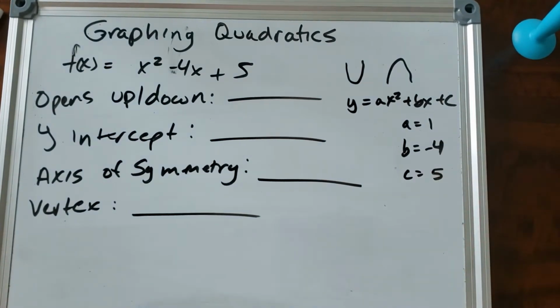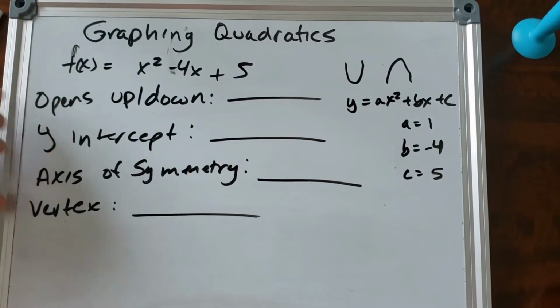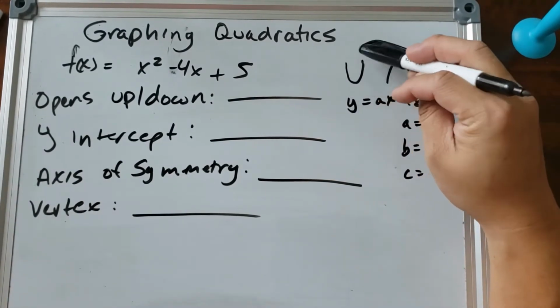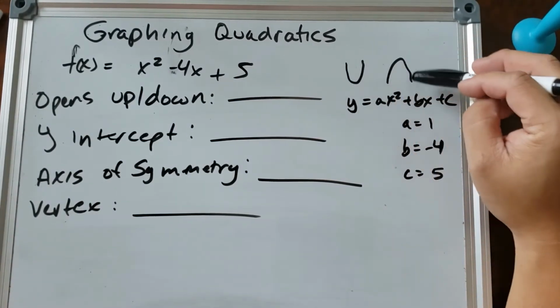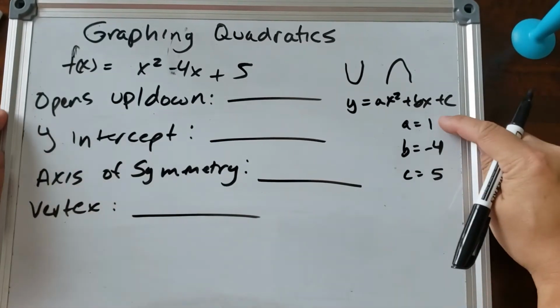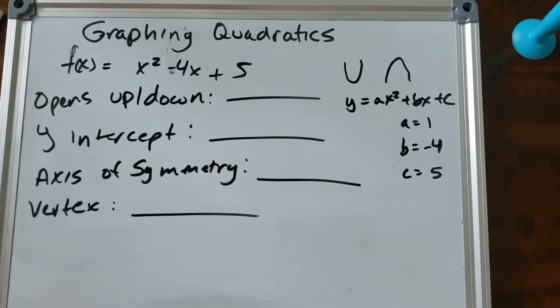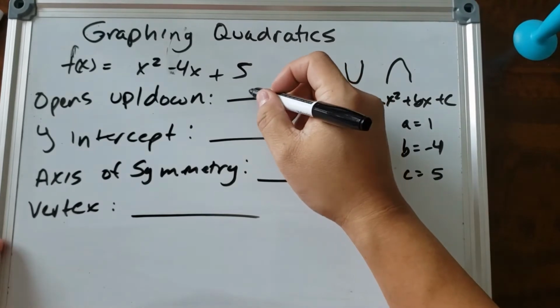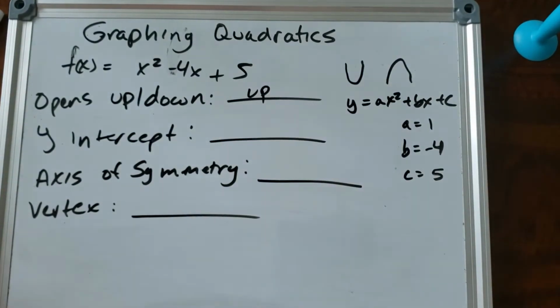So before I graph these, I'm going to need to figure out 4 things. The first one is whether it opens up or down. This would be an example of a parabola that opens upward. This would be one that opens downward, right? Makes sense. So to figure out opens up or down, we're always going to look at our a value. Is a positive or negative? Well, in our case, this one's positive. So this is going to open up, okay?